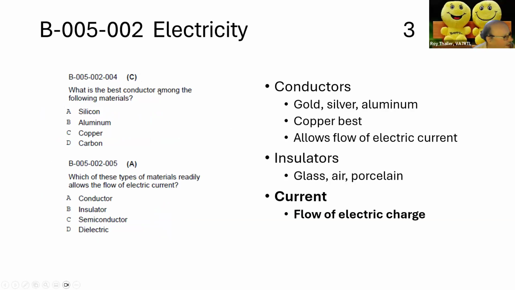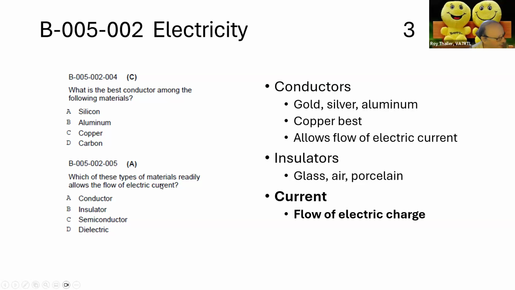Which is the best conductor among the following materials? So in this case, copper would be the best one. Copper is better than aluminum, and these other ones are either semiconductors or like a resistor.